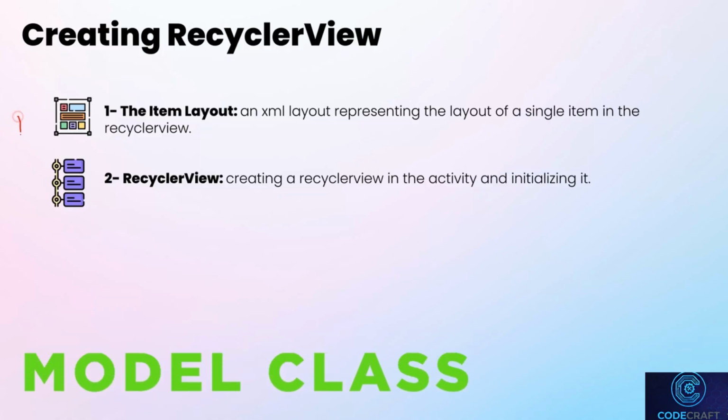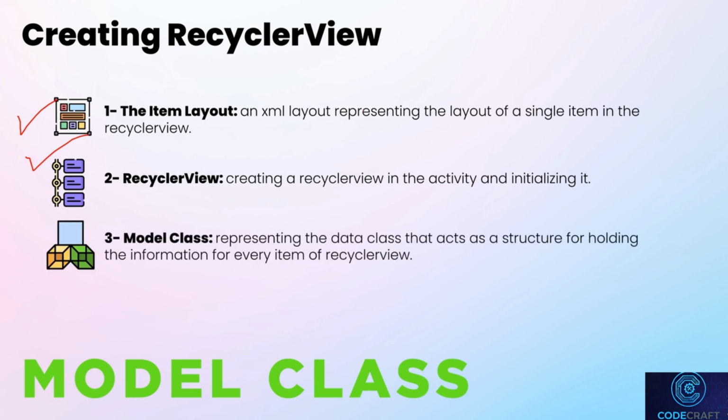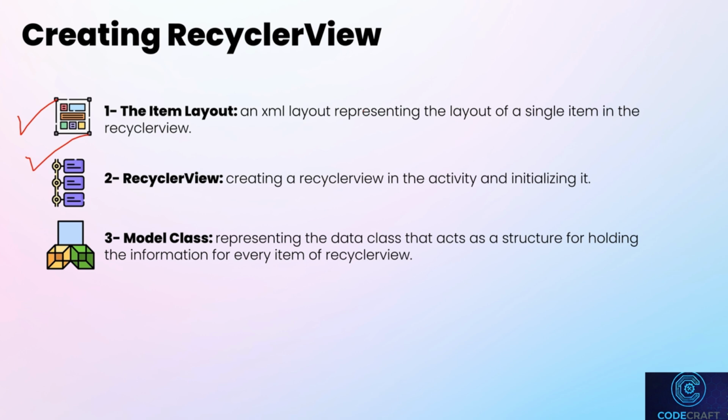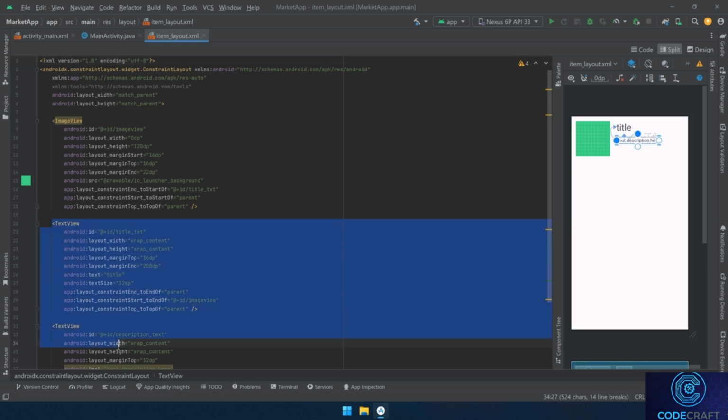In the previous video, we created the item layout and the recycler view. In this video, we'll create the model class. The model class represents the data class that acts as a structure for holding the information for every item of RecyclerView. And since the model class represents the data for each item, we need to follow the layout of the item. We have the image view and two text views.